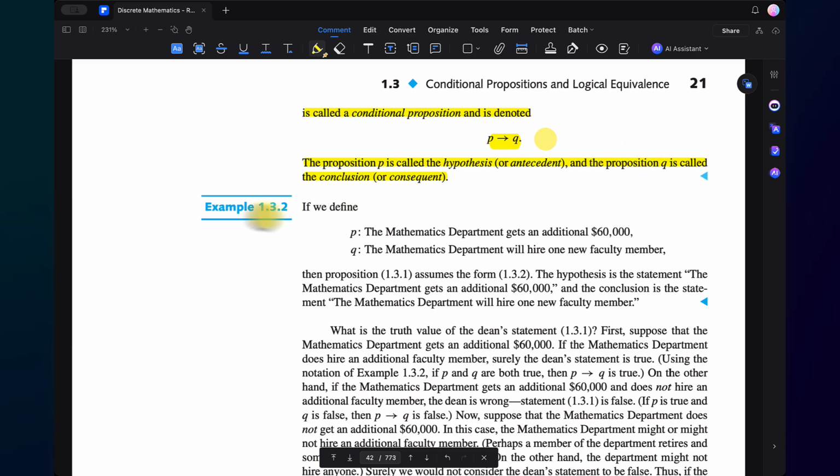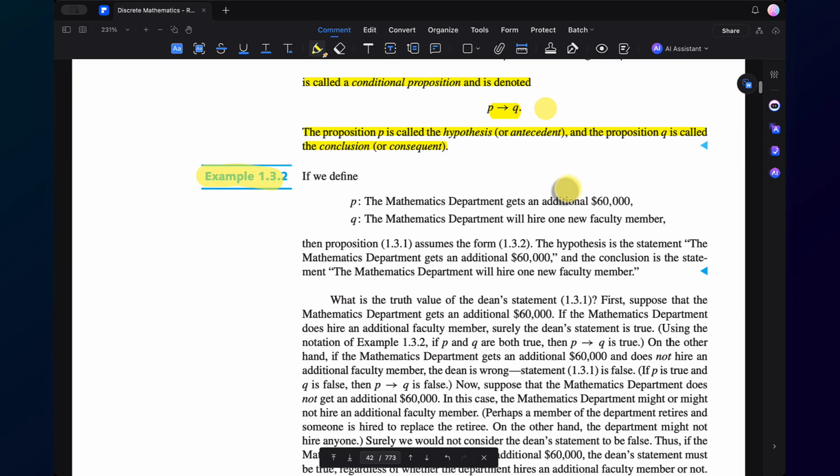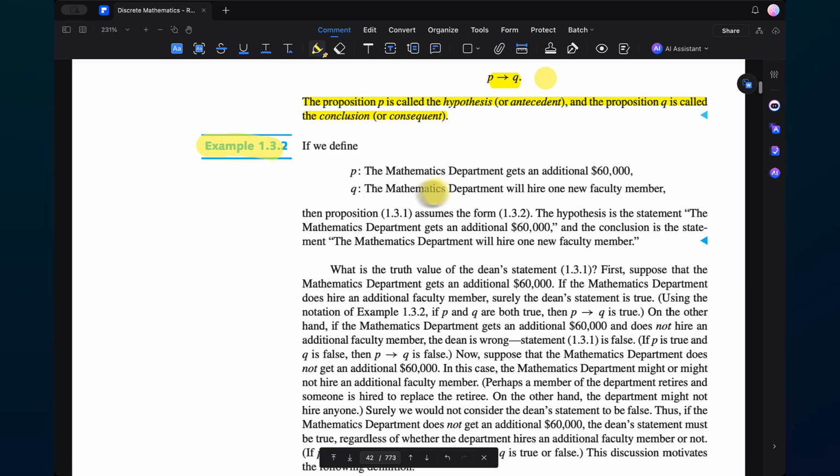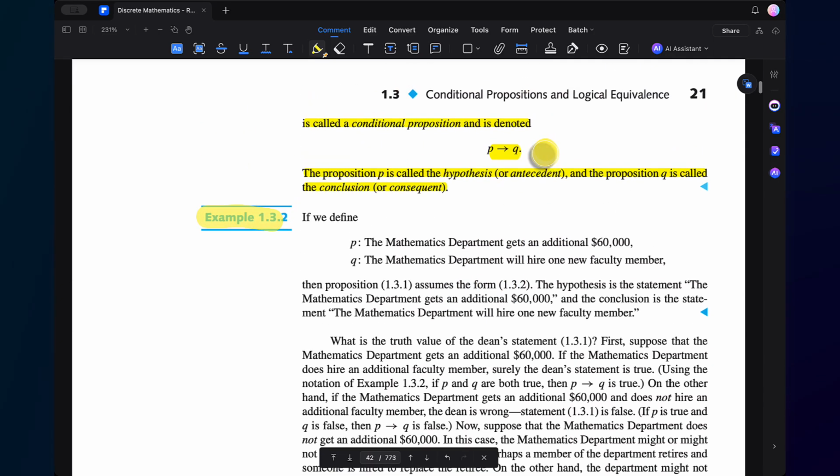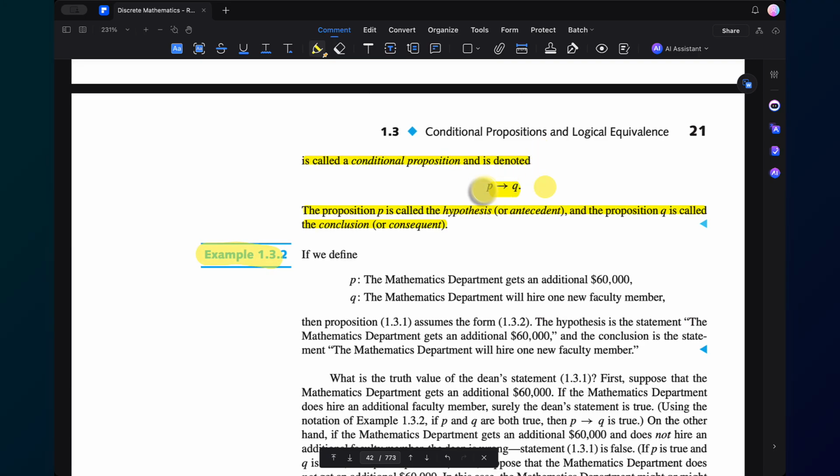Let's look at this example. In the one above, we have the following. P: the math department gets an additional $60,000. That's either true or false. It's a proposition. Q: the math department will hire one new faculty member. That's either true or false. It's a proposition. So if we're going to try to arrive at a reasonable truth value of the conditional based upon the truth and falsity of P and Q.